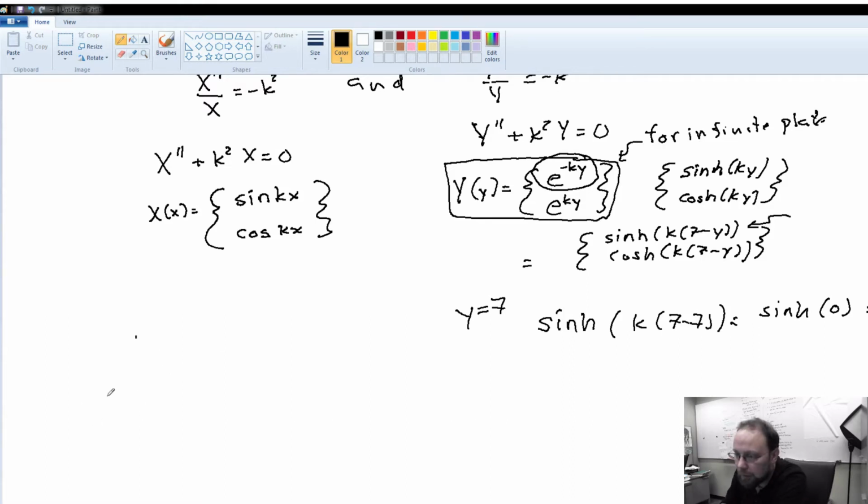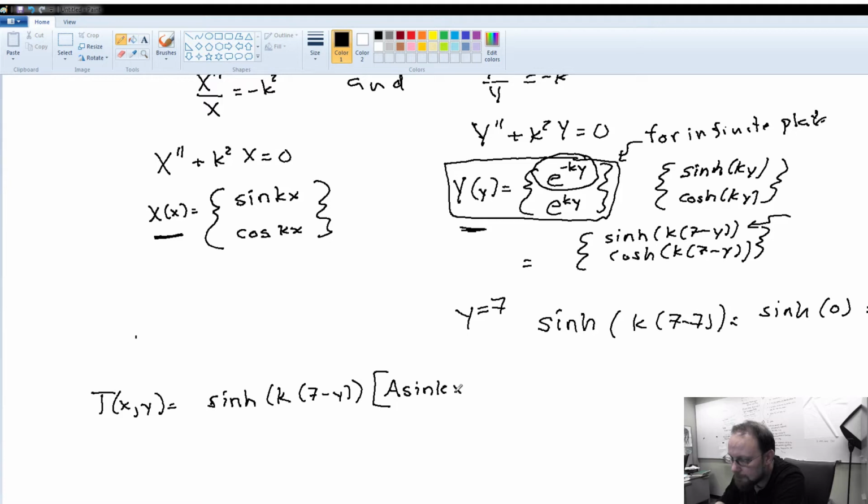T of x, y, which is x times the y function. So we can bring that together and write this. I'll write the y stuff first. Sinh k(7 minus y) times some combination of sine and cosine, plus cosh, and this cosh part is kind of unnecessary. You'll see that it'll go away. And some combination of sine and cosine.